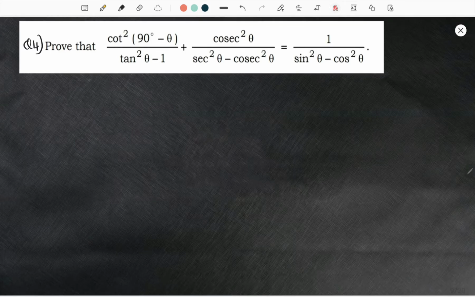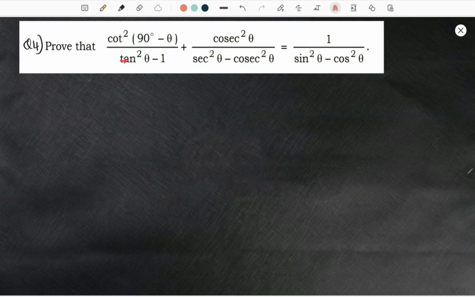Let us have a look at this fourth question. What does this fourth question say? Prove that cot square of 90 minus theta divided by tan square theta minus 1, plus cosecant square theta divided by secant square theta minus cosecant square theta, is equal to 1 by sin square theta minus cos square theta. Now when you have a look at this problem, immediately you will be confused about what to do. Now look at RHS. On RHS, what is there? Sin square theta and cos square theta.